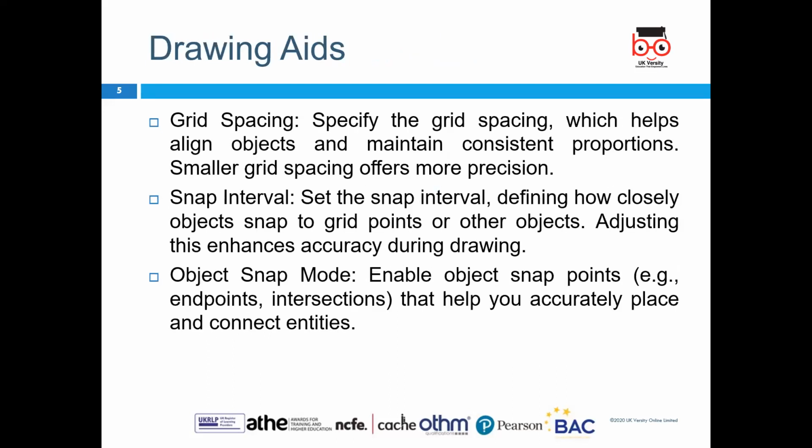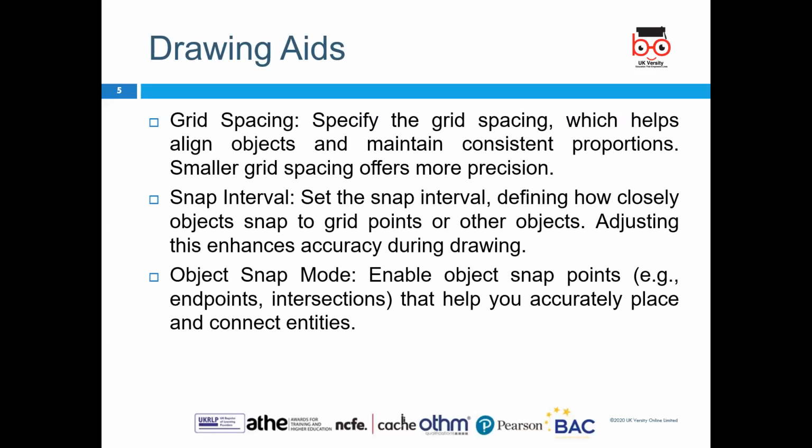Then the next thing is with respect to the drawing aids. Here there are certain elements. The first one is grid spacing. You need to specify the grid spacing, which helps align objects and maintain consistent proportions. Smaller grid spacing offers more precision when you are doing a CAD drawing. Then you have the snap interval. The snap interval is where you define how closely objects snap to grid points or other objects. Basically it is how you fit the objects onto the intended drawing space. Adjusting this will enhance your accuracy during drawing.